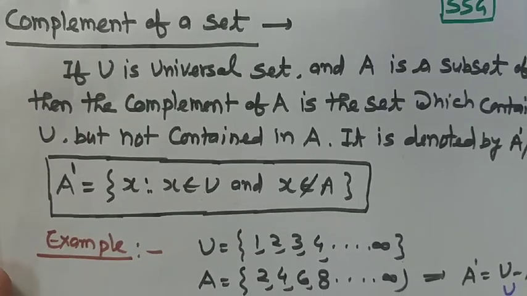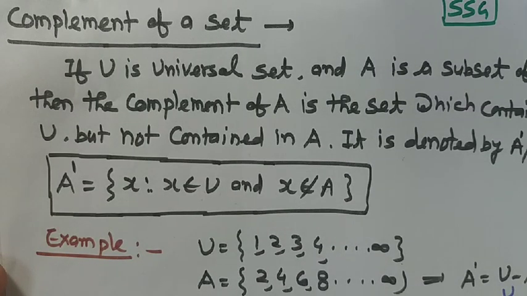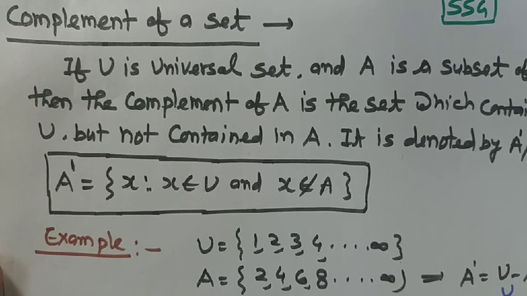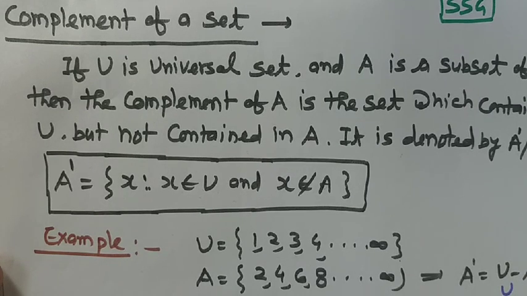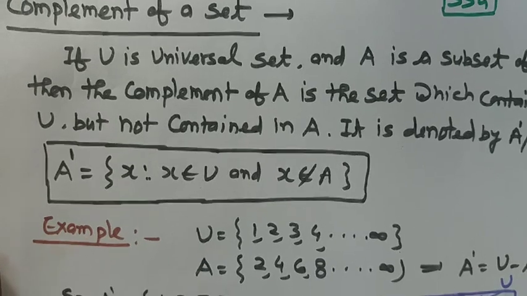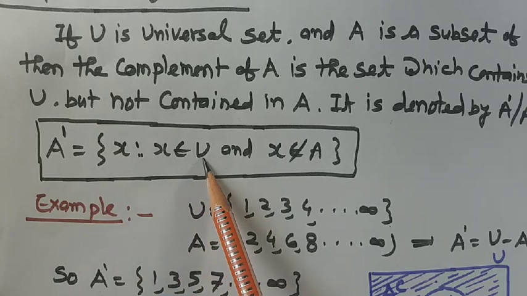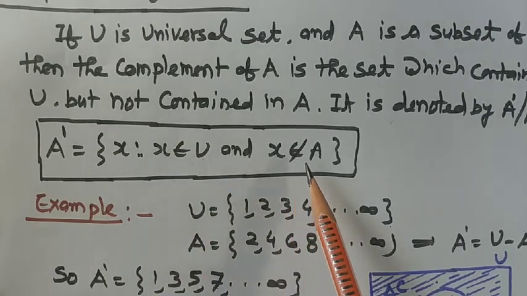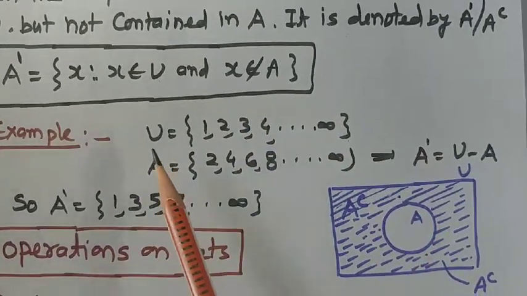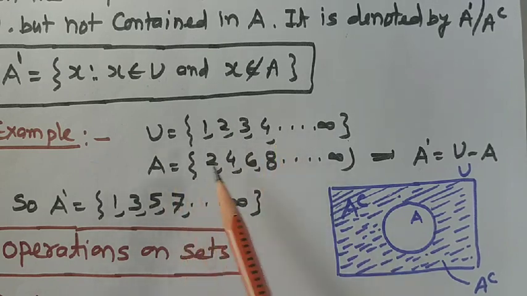Complement of sets. If U is the universal set and A is a subset of U, then the complement of A is the set which contains elements of U but not in A. It is denoted by A dash or A complement. So we can say A dash equals {x such that x belongs to U and x does not belong to A}. We are taking an example, U equals {1, 2, 3, 4} and A equals this one.